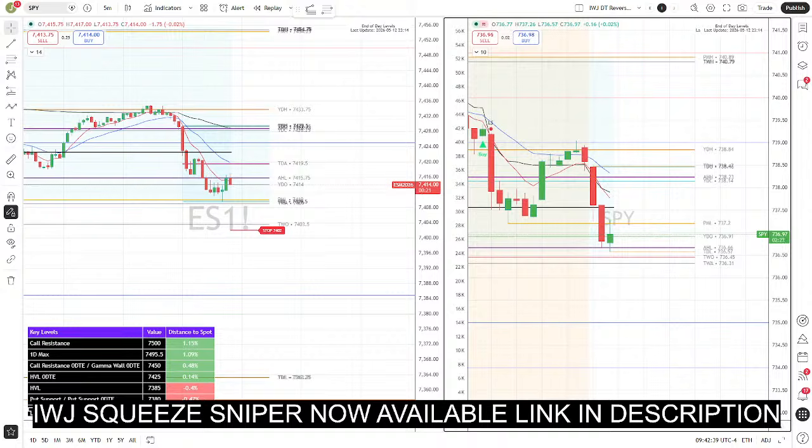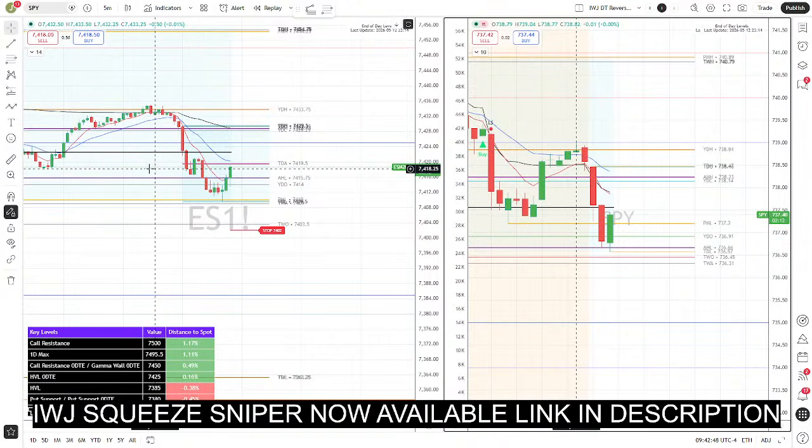If ES triggers on a squeeze, can we trade SPY options? Yeah, you can. I would prefer using SPY if I was going to trade options because they are a little different.